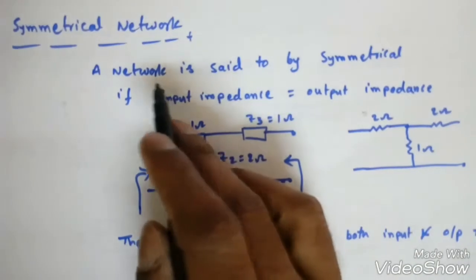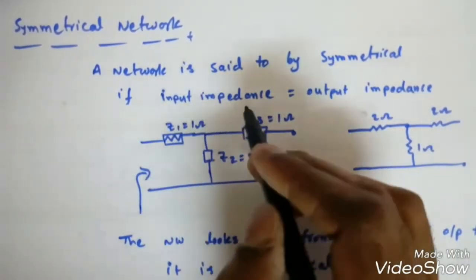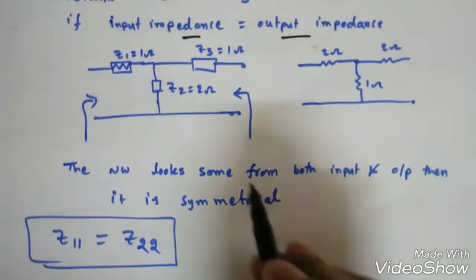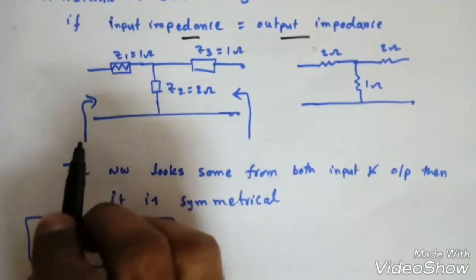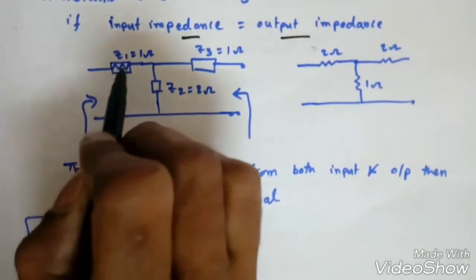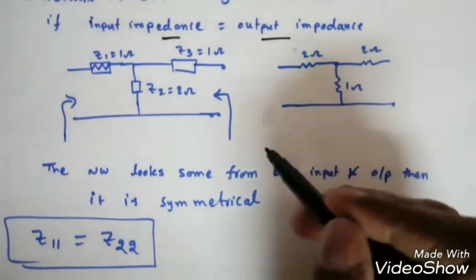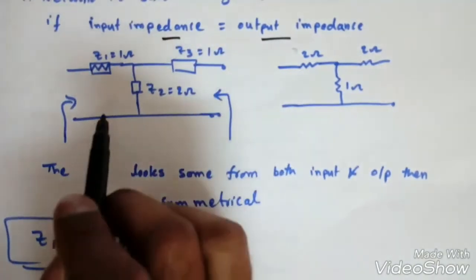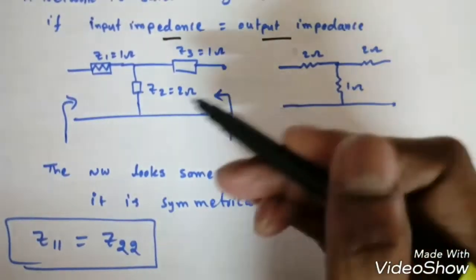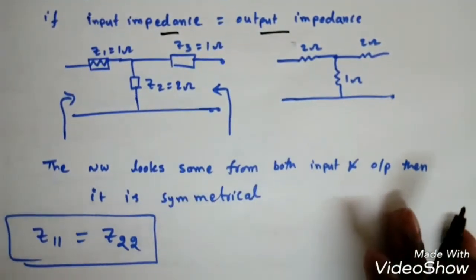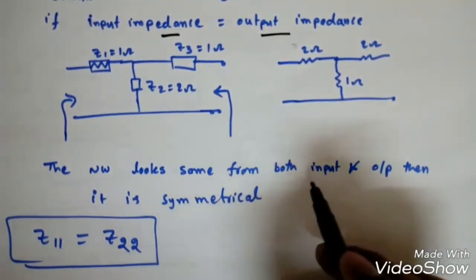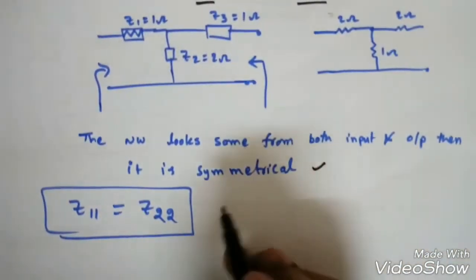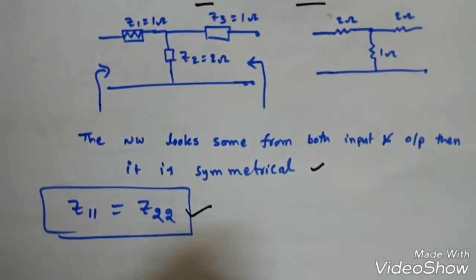A network is said to be symmetrical if input impedance is equal to output impedance. That is something like this, or generally we say the network looks the same. Suppose I am looking from the input side and I see 1 ohm and 2 ohm, and if you see from the output side, it should also look the same. That's like a mirror image, right? Whatever you are looking at here, the same if we observe here, that is called a symmetrical network, right? The network looks the same from both input and output, then it is symmetrical. So for that to happen, Z11 is equal to Z22 for Z parameters.